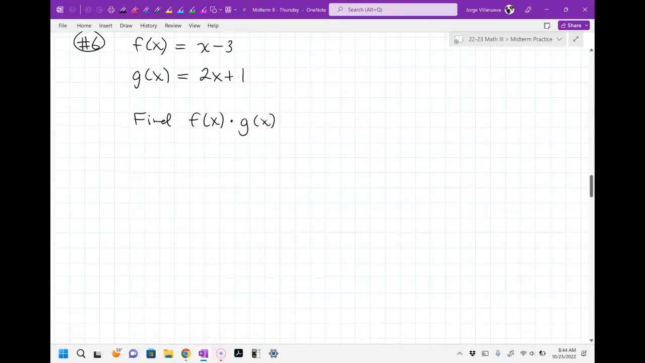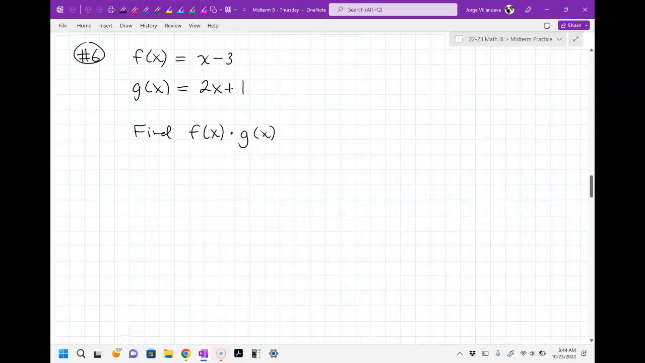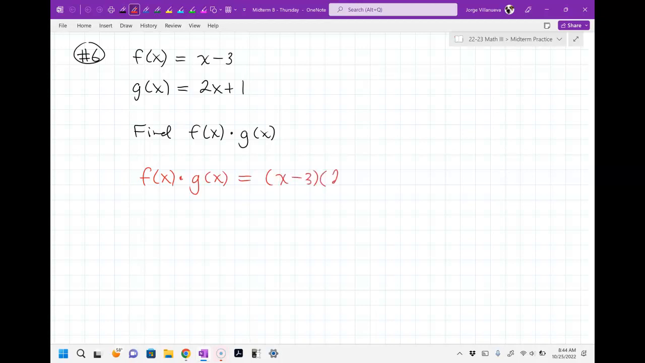All right, the next one is a multiplication, then we move on from these. So they want us to multiply f of x times g of x. So f of x times g of x is the same as x minus 3 times 2x plus 1. At this point, you just FOIL or distribute whatever you learned it as. So let's start off with that first term here.